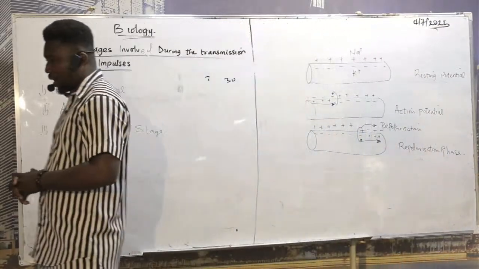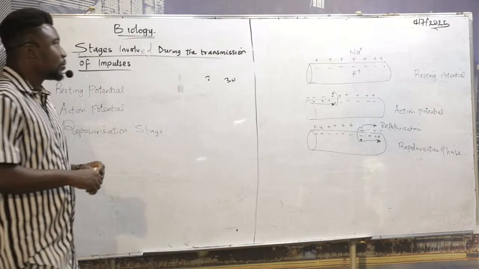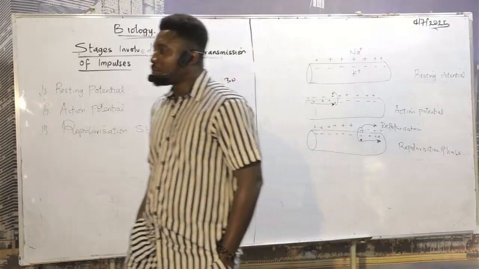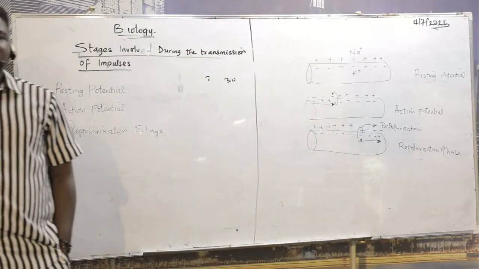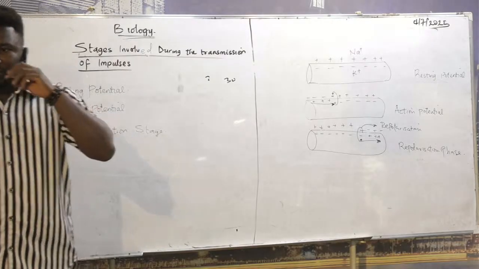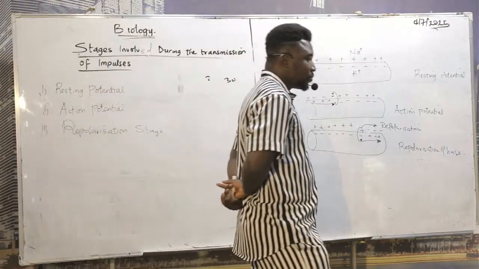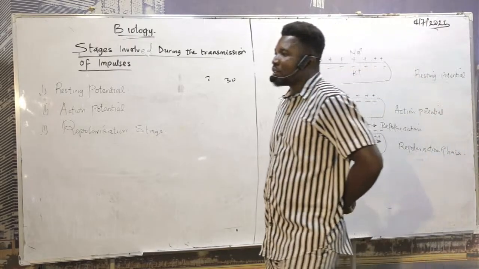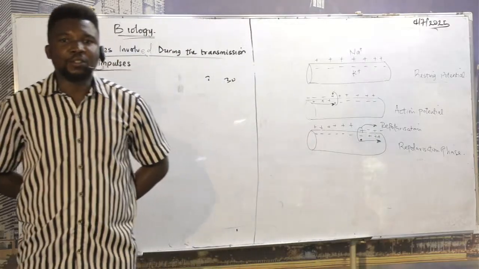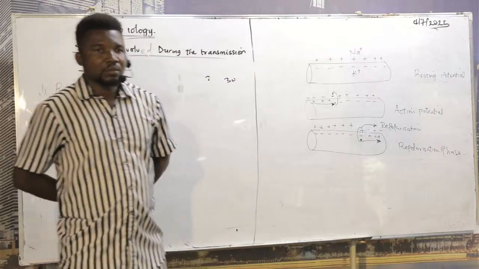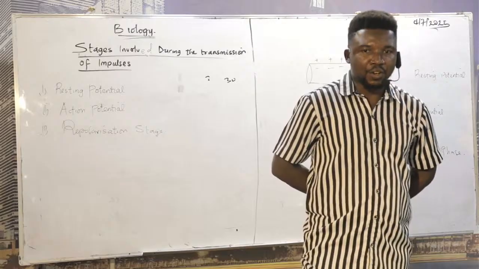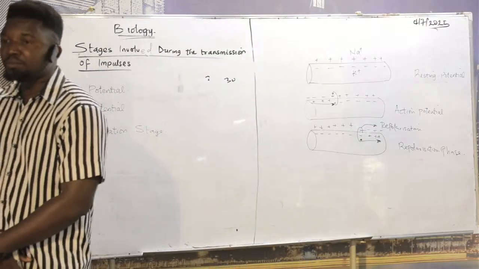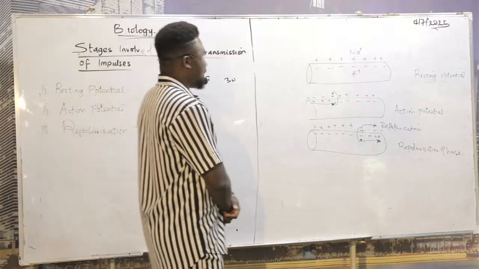During the resting potential, the positively charged ions are found on the surface of the neuron, while the negatively charged ions are found within the nerve cell.